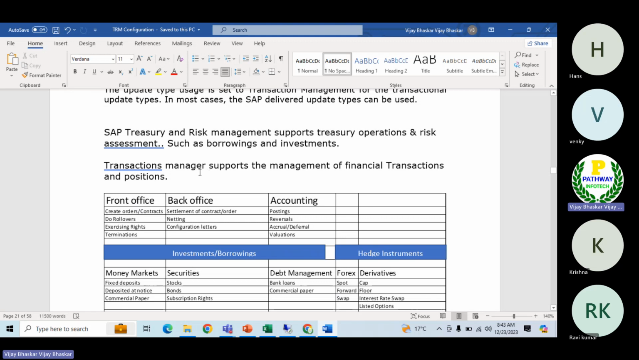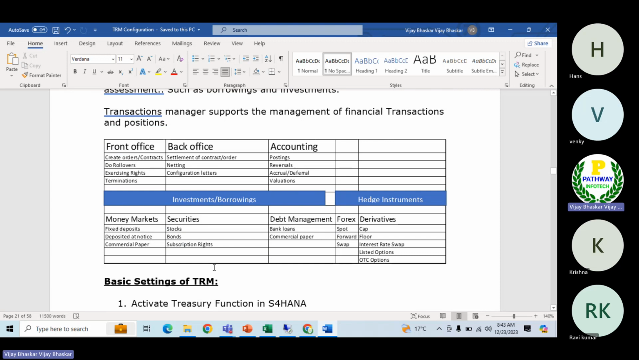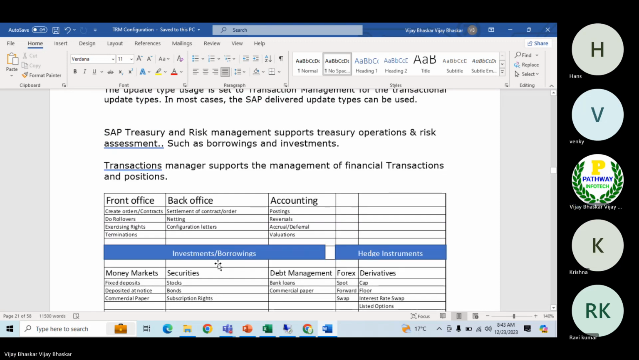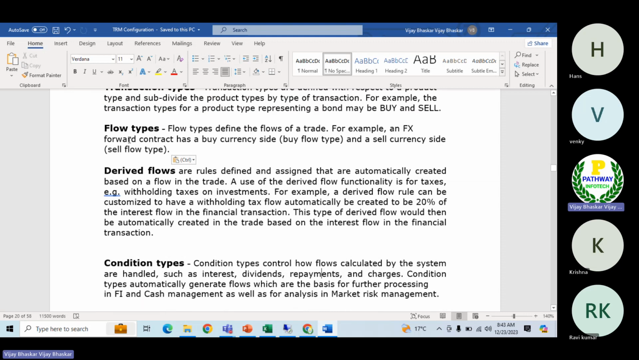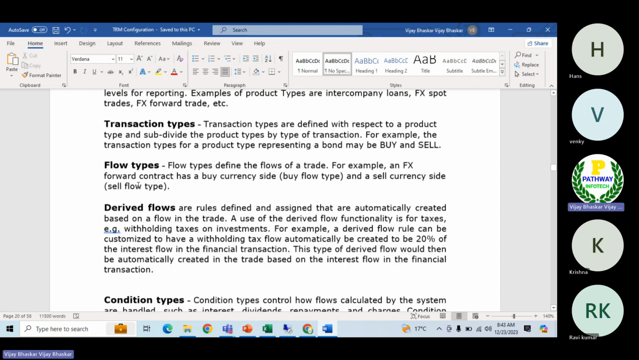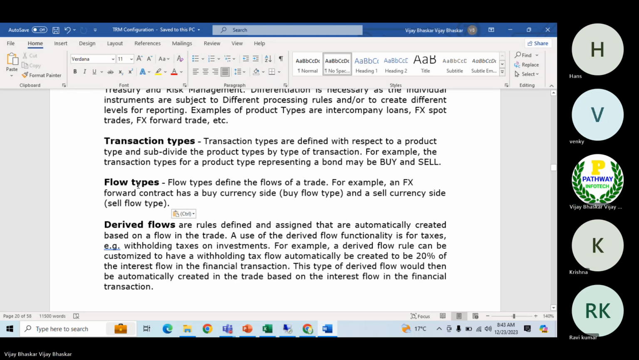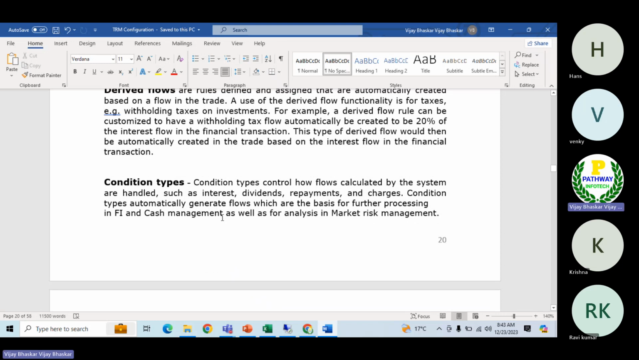What we have discussed here: front office, back office, and a few other things. In the coming session, I will show how all these are interlinked, how the flow type, the product type, and the transaction type are interconnected to perform the entire cycle. I will explain the flow once again in the upcoming session. So far, we have discussed the terminology of treasury. Is it clear for all of you, or are there any further queries? Please let me know.